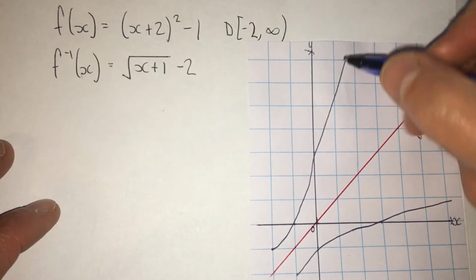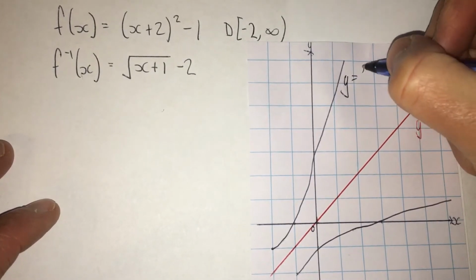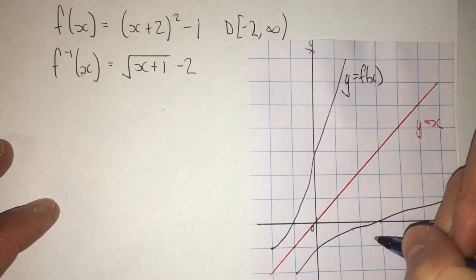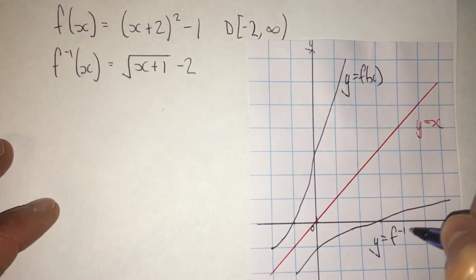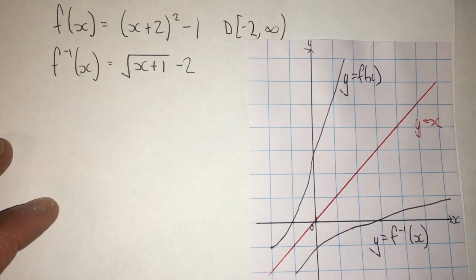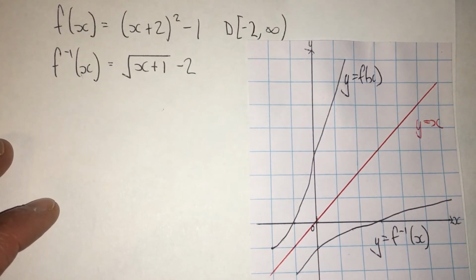The final thing to do, of course, is to label each graph. This one was y equals f of x, and this one is y is the inverse function of x. There we go.